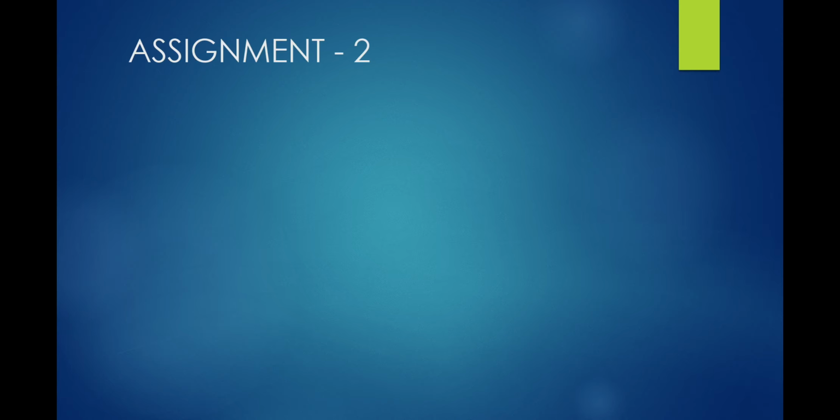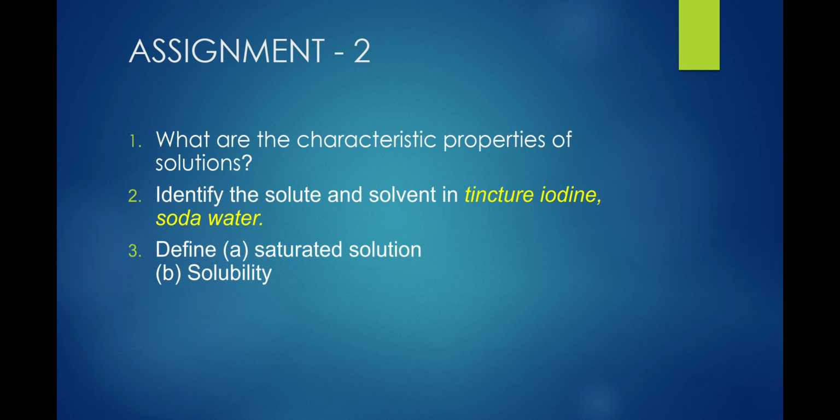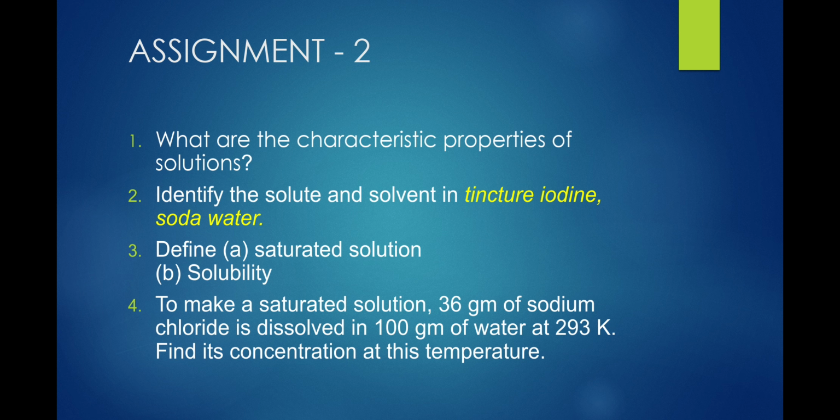Now let us try to solve the following questions. What are the characteristic properties of solutions? Identify the solute and solvent in tincture of iodine and soda water. Define saturated solution and solubility. And fourth question: to make a saturated solution, 36 grams of sodium chloride is dissolved in 100 grams of water at 293 Kelvin. Find its concentration at this temperature.